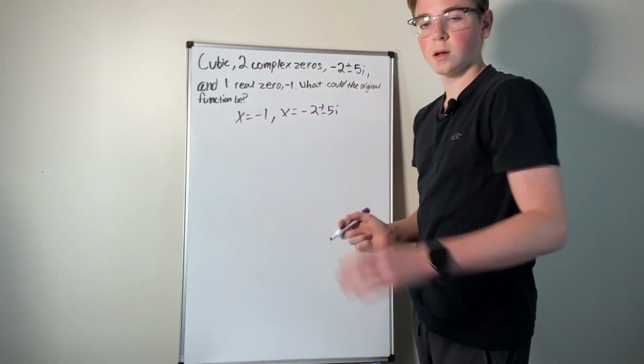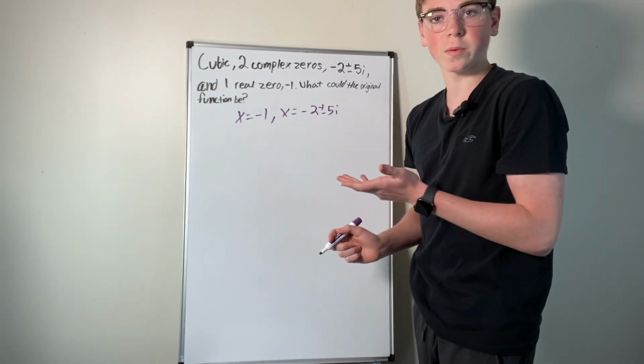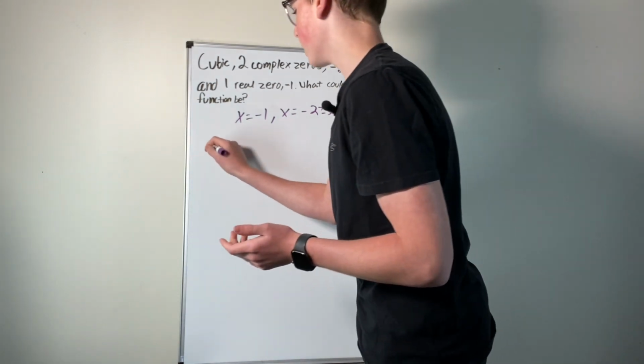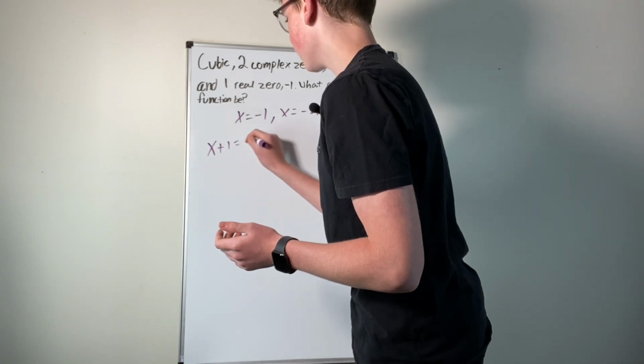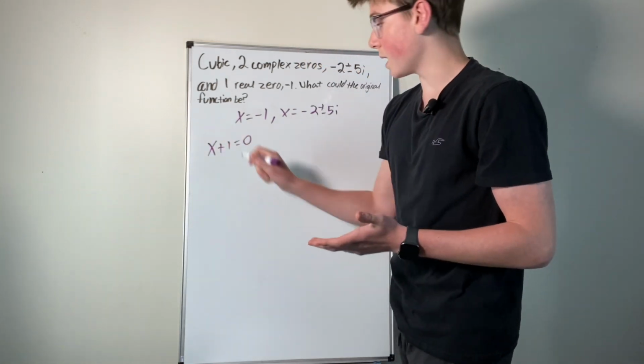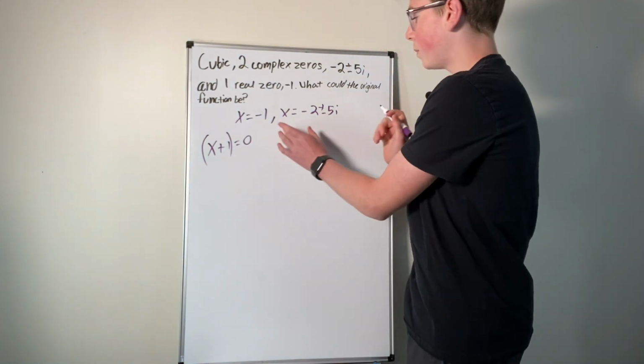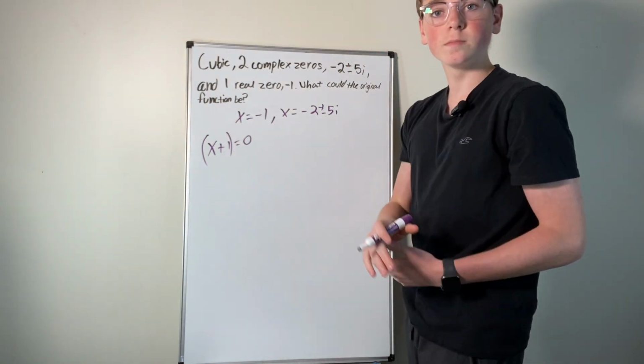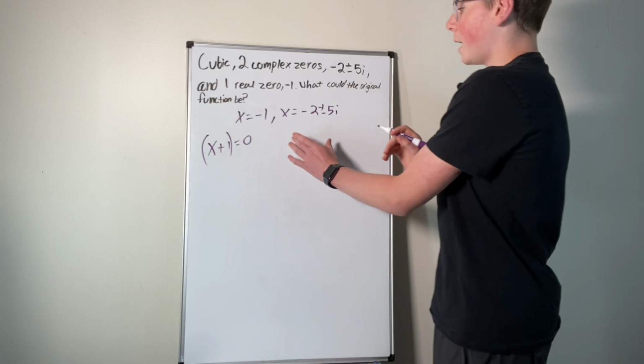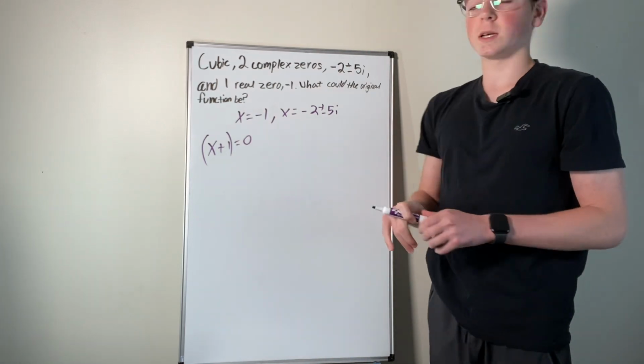So let's start with this x equals -1. Well, we want this equation to equal 0, so it'll be x plus 1 equals 0. And then in the end, this will be multiplied by whatever this is, and then we'll distribute all of it. Now, x equals -2 plus or minus 5i.